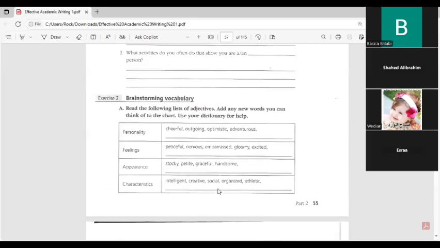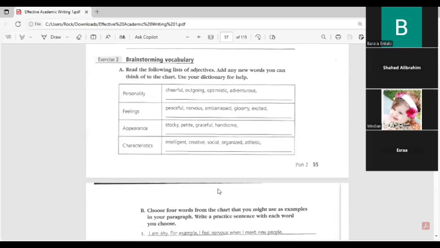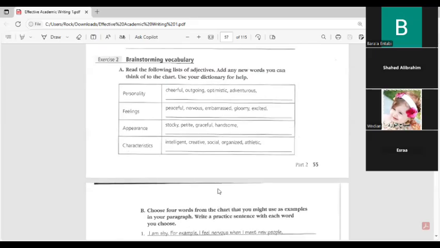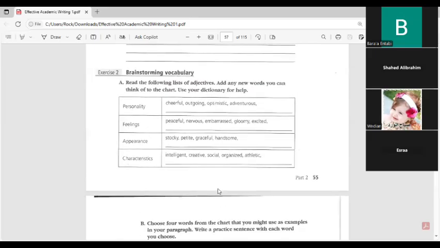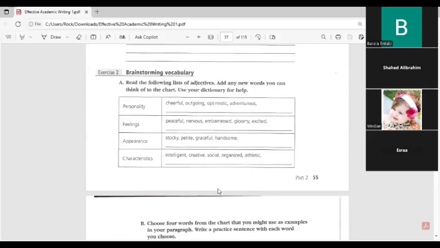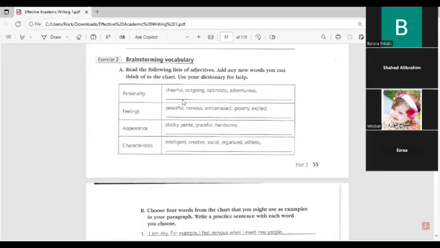I think the time is running out. Right after the connection cut, we will deal with this exercise, and this is also important, because here we have some adjectives talking about personality, feelings, appearance, and characteristic. When talking about personality, we can use, for example, cheerful, outgoing, optimistic, adventurous. Do you know the meanings of these words?